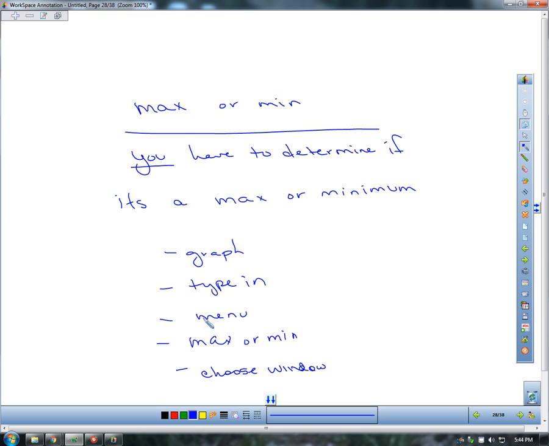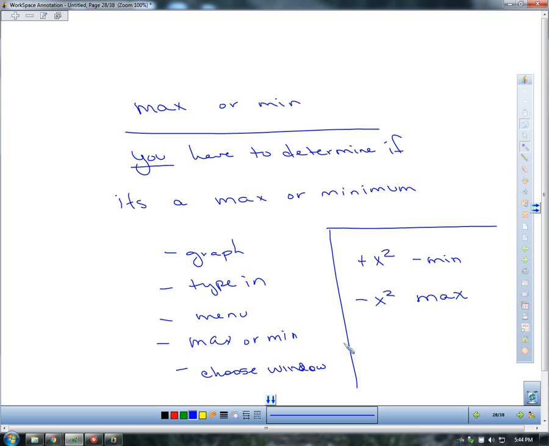A maximum or minimum. You have to know by looking at the graph or the equation. Actually, let me fix this real quick because I didn't think about this earlier. If you have a positive x squared, you are going to have a minimum. If you have a negative x squared, you are going to have a maximum. Kind of backwards from what you would think, but that's okay. Okay. So we have our maximum or minimum. We're going to go to graph, type it in, menu, max or min, choose your window, just like we did for zeros.